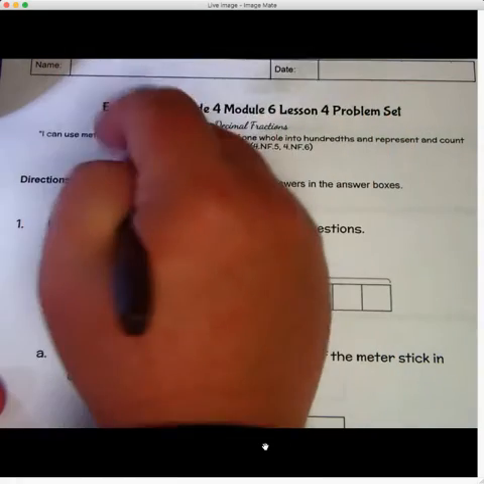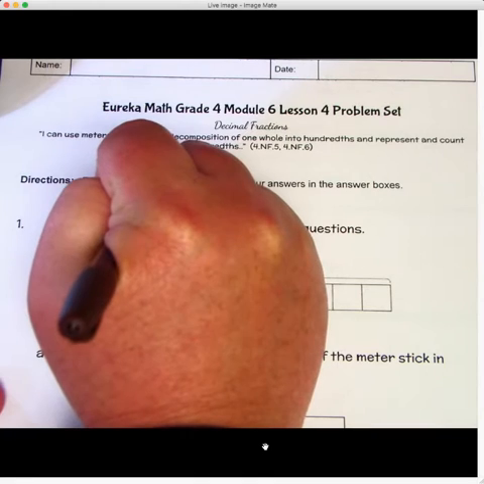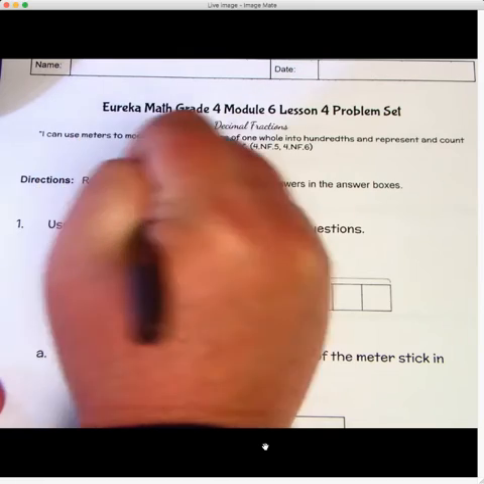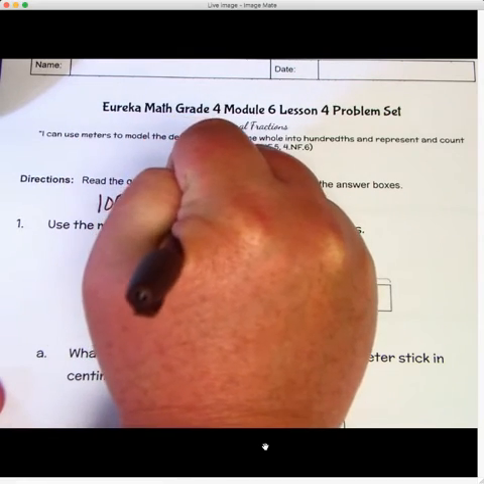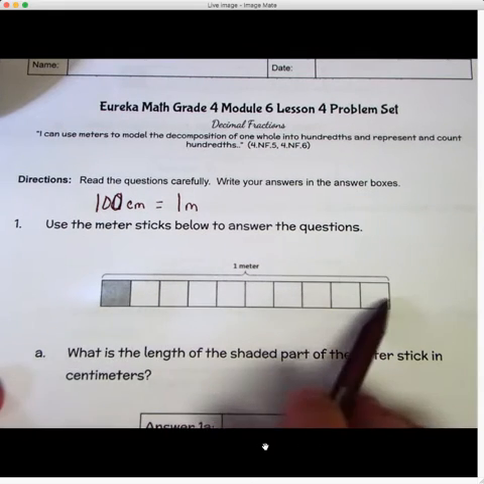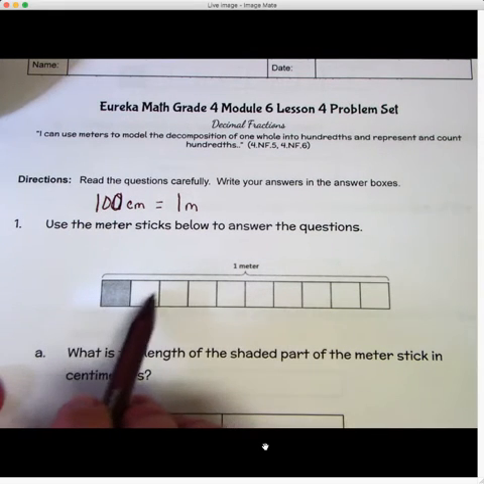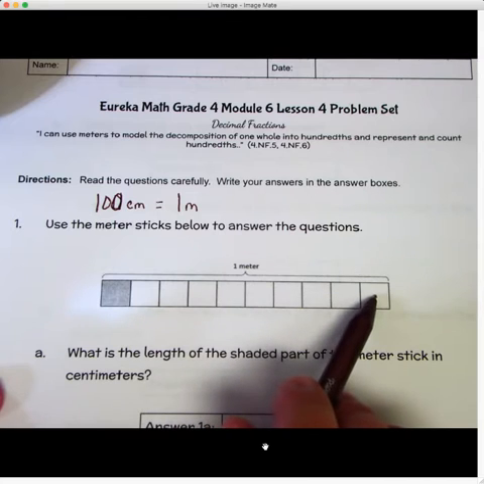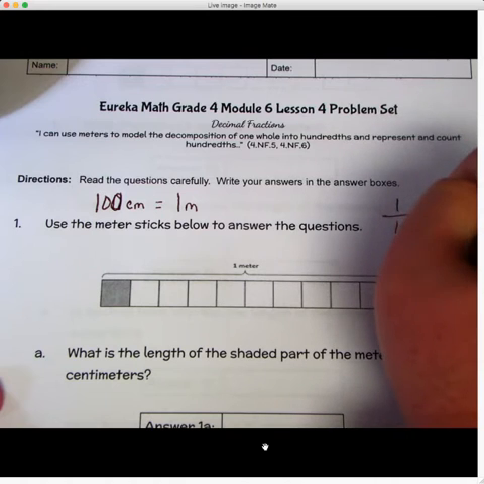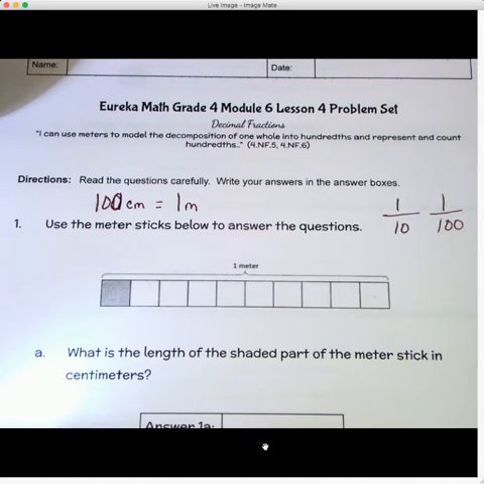First off, remember that 100 centimeters equals 1 meter. So for every meter, there's 100 centimeters. Okay, it takes 100 centimeters to equal 1 meter. And what we're going to be looking at today is if we divided a meter into tenths, 1, 2, 3, 4, 5, 6, 7, 8, 9, 10. We're looking at the comparison today between a tenth and a 100th. A tenth and a 100th.